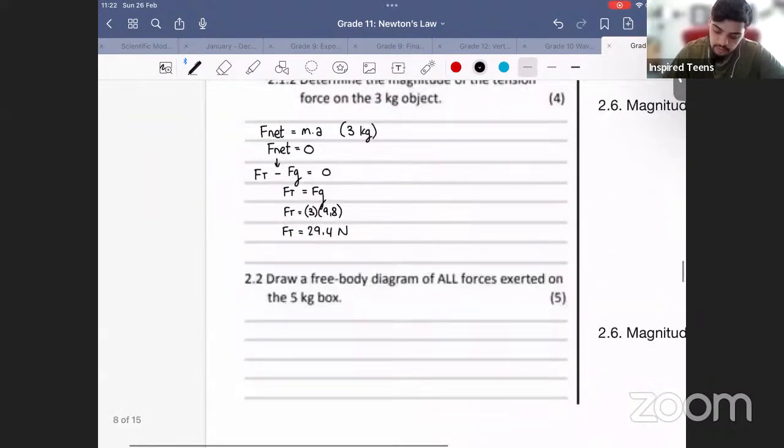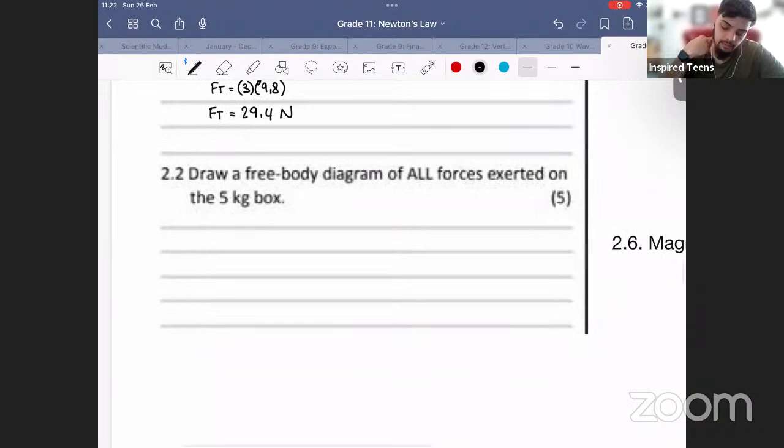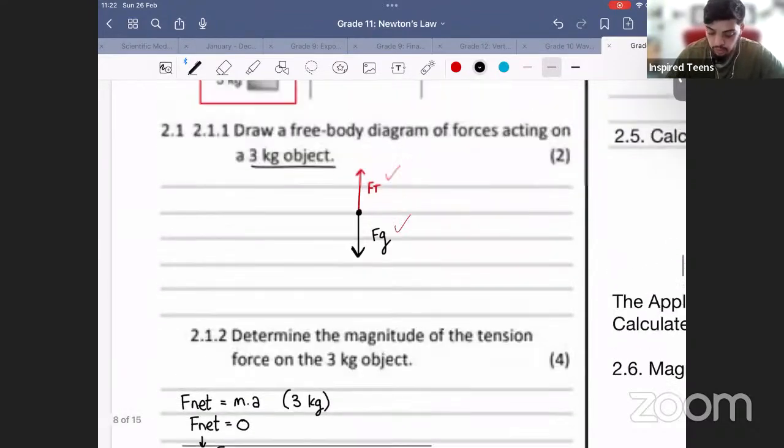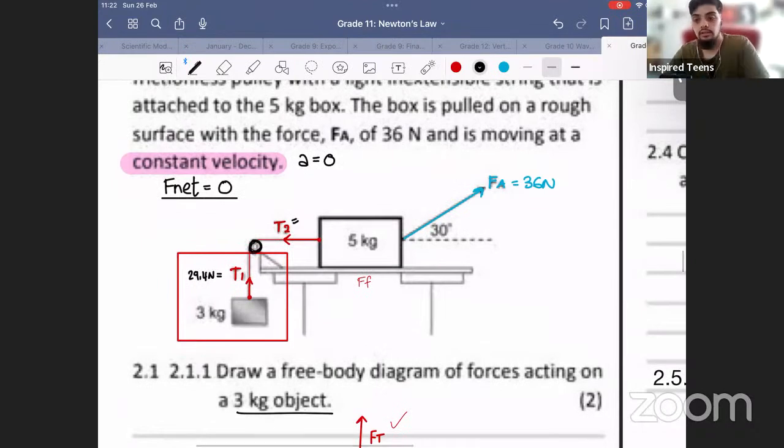Okay, let's look at the next question. Draw a free body diagram for all the forces exerted on the 5 kg box. 5 marks, 5 forces. You have 2 minutes.